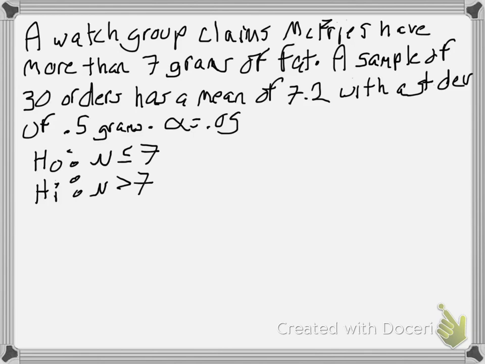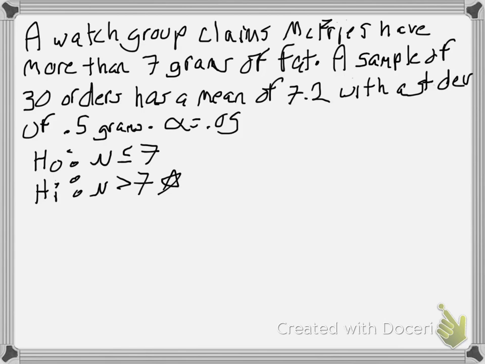Why do I want greater than 7? Because I'm looking at the way the problem says. It says a watch group claims that it has more than 7 grams of fat. Mu is greater than 7 can't be my null hypothesis because I have to have an equal sign in there. Since I have to have an equal sign, the null is the less than or equal to. Hopefully that makes sense. Number 2 is to find the critical values. By the way, obviously this is the claim because it says it has more than 7 grams of fat, so I'm going to put a star next to H1.